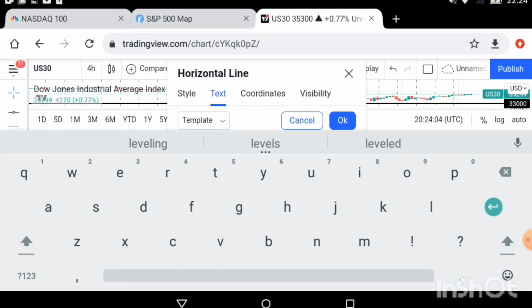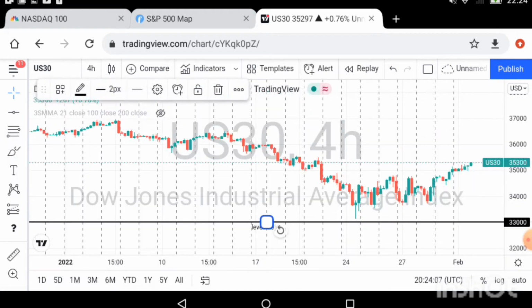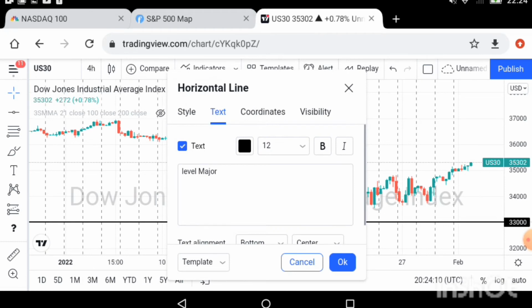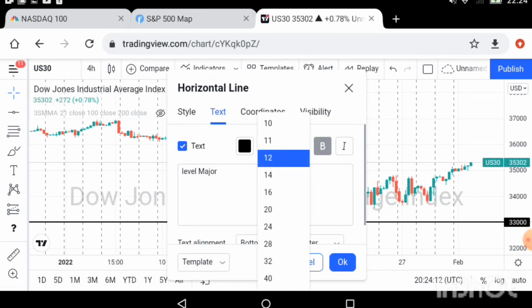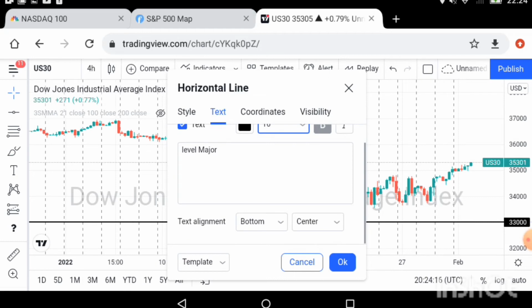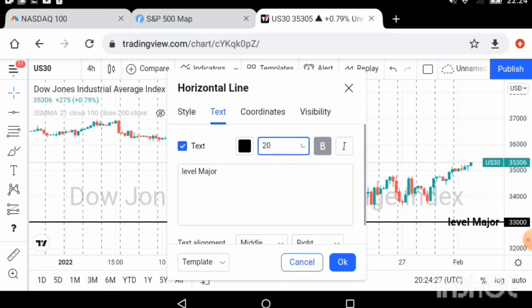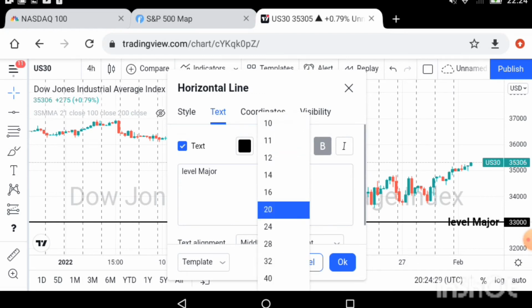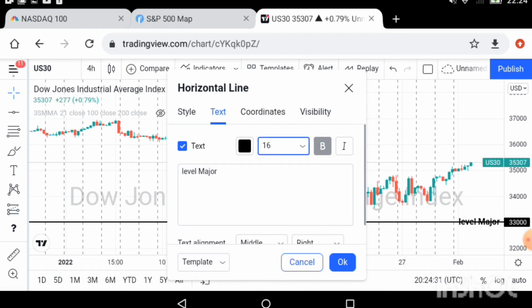Can we see this? Okay, I must move the label to the side, make it bold, and increase the size. Let's make it middle right. Let's see if we increase it to 20, but 20 is too big. Yeah, I think this is correct.